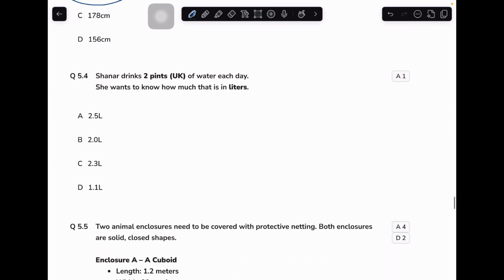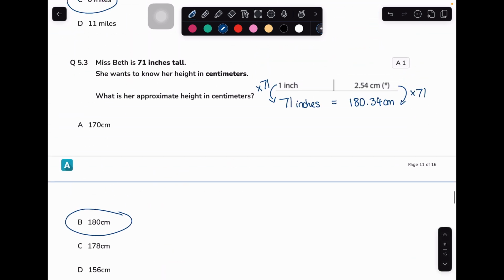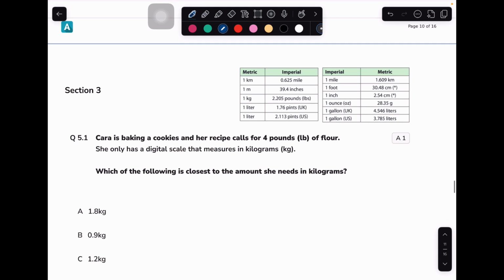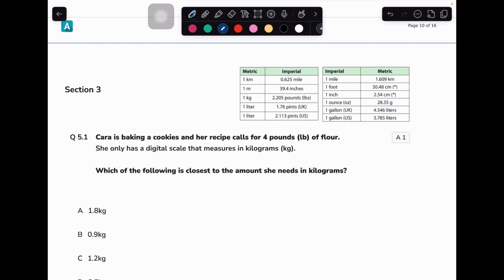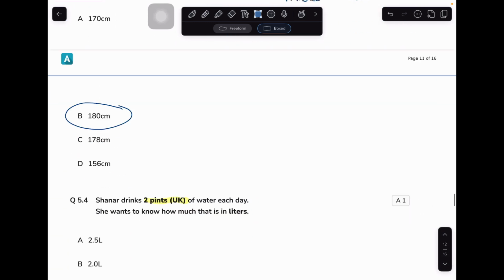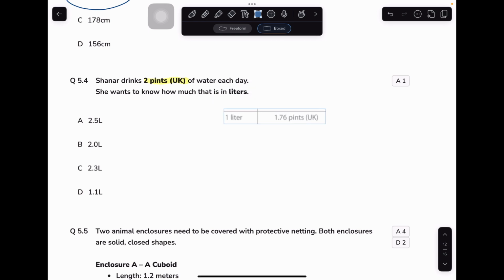Okay, next one. Shana drinks 2 pints of water each day. Now just note that it is the UK pints, okay? She wants to know how much that is in litres. So let's go back to our conversion. We are looking at UK pints. So this one here, let's copy that. Okay, so 2 pints goes on this side. Okay, and I want to know the equivalence for the litres.